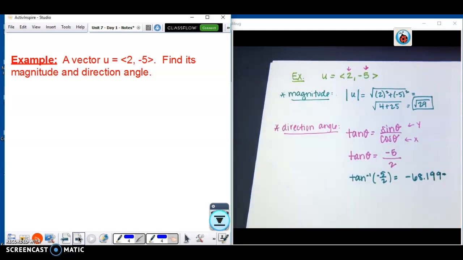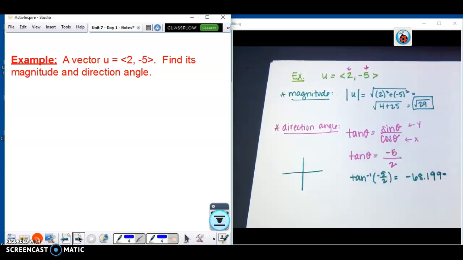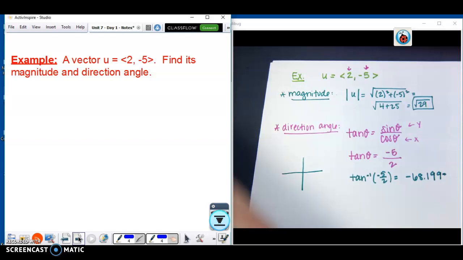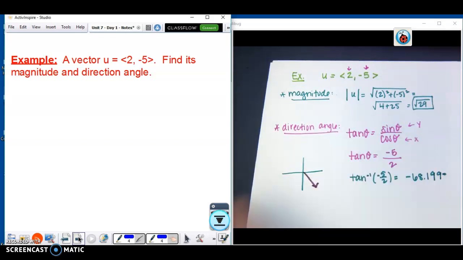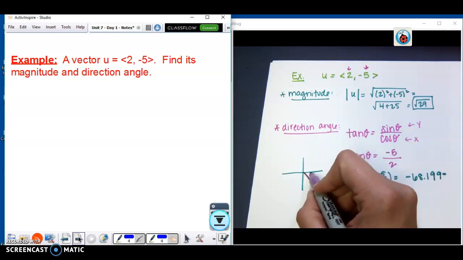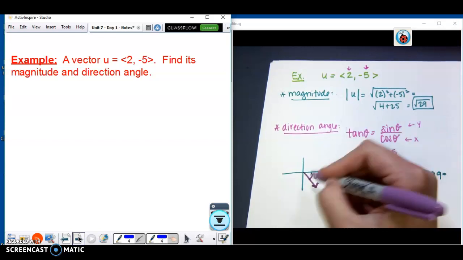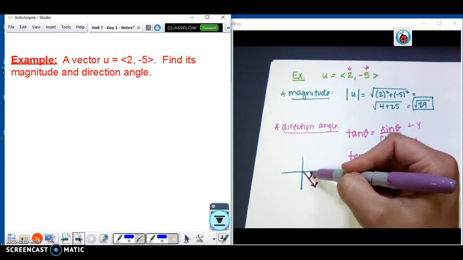Alright, so here's the thing about the direction angle. You have to draw a picture. Anytime you do this tangent, you're going to have to draw a picture. If I was to graph point 2, negative 5, I would go over 2, and I would go down negative 5. So this is where my vector really is. Anytime you get tangent off of the calculator, it always gives you the angle from the x-axis. So because I'm in this quadrant, this angle they gave me was the 68.199. Now I'm not putting the negative with it. The reason it's negative is because it's going backwards from the x-axis.